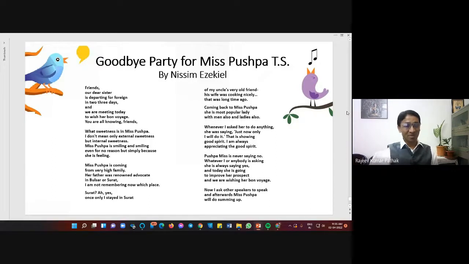Miss Pushpa is coming from a very high family. Her father was a renowned advocate in Balsar or Surat. I'm not remembering now which place. Surat? Ah, yes. Once only I stayed in Surat at my uncle's very old friend's. His wife was cooking nicely. That was a long time ago.